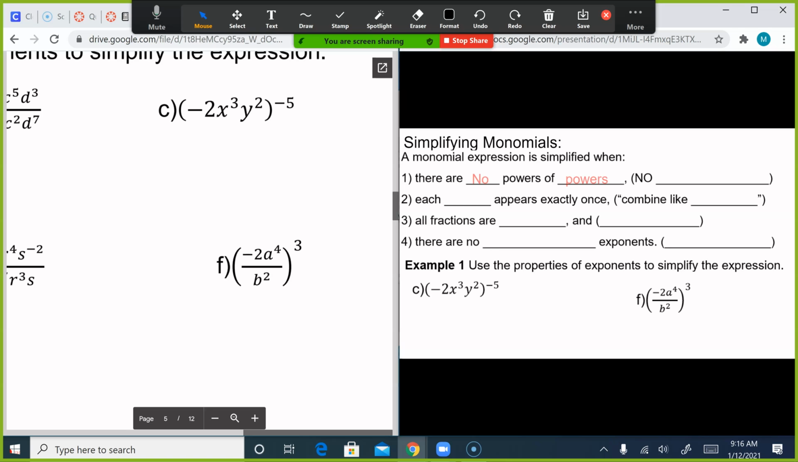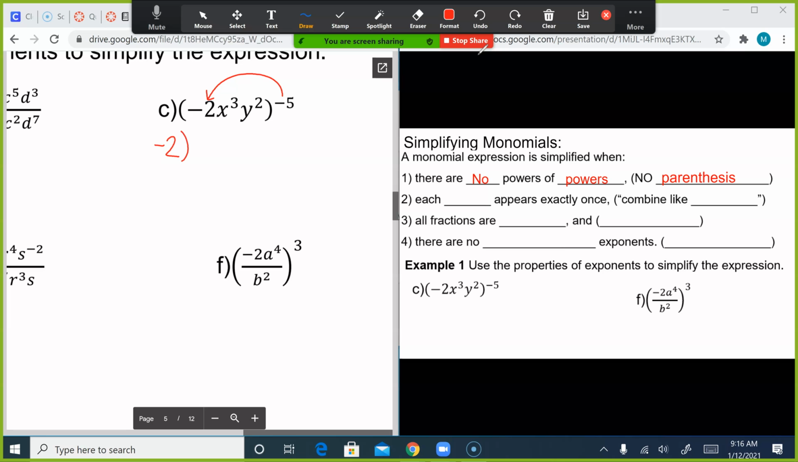Okay, so here this time is where we do have the parentheses and an exponent on the outside. So what we have to do is we have to apply that exponent to everything inside the parentheses. So you apply it to the coefficient, to the number, negative 2 to the negative 5, and then you apply it to each of the variables. So to the x cubed, we're going to put it to the negative 5, and then to the y squared, we make it go to the negative 5.